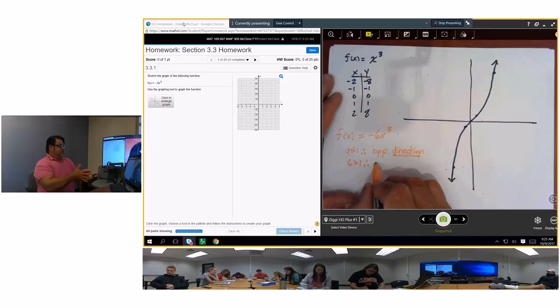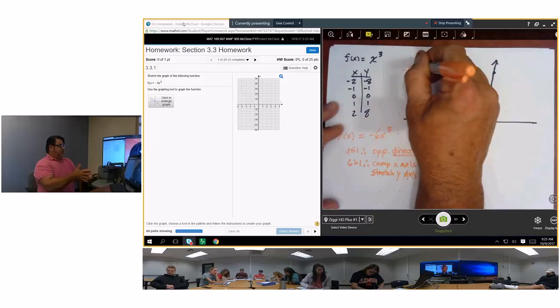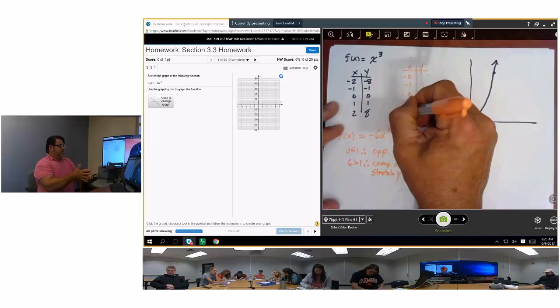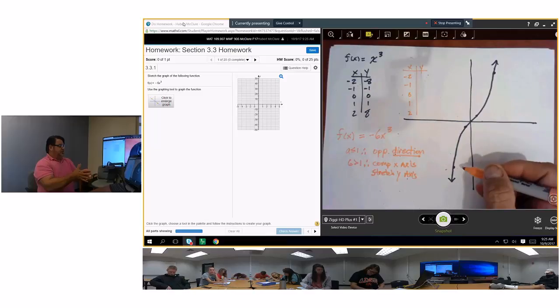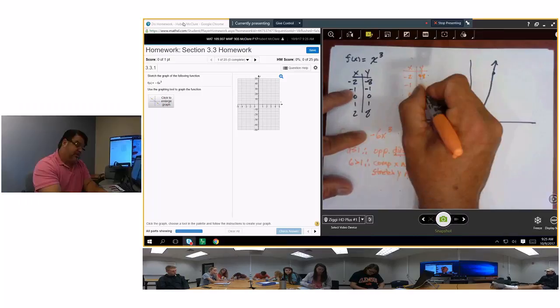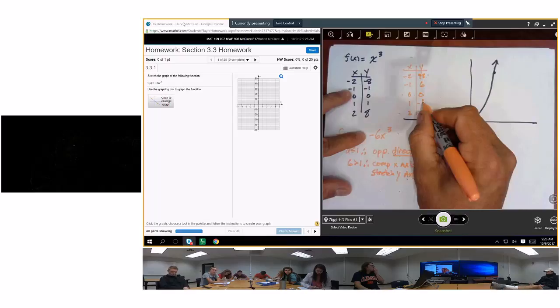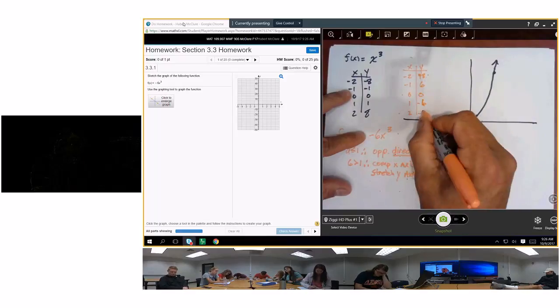It's compressed on the x-axis and stretched on the y-axis. So let's do x and y. -2, -1, 0, 1, and 2. So -2 is -8. -8 times -6 is positive 48. -1 times -6 is 6. 0 is 0. 1 is -6. And 2 is -48.